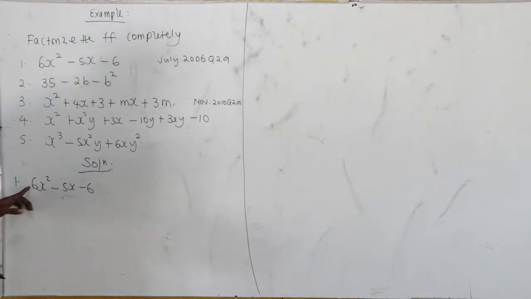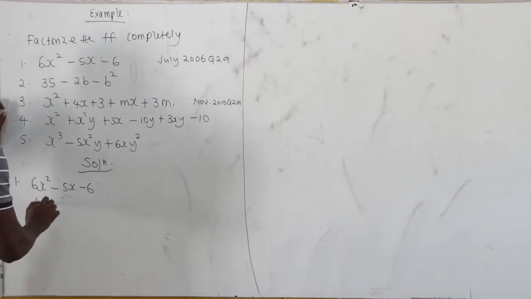So it suffices us to multiply. That is 6 times negative 6, that will be negative 36. So 2 numbers that when you multiply, we get negative 36, but when you add, we get negative 5. That will be negative 9 and positive 4.